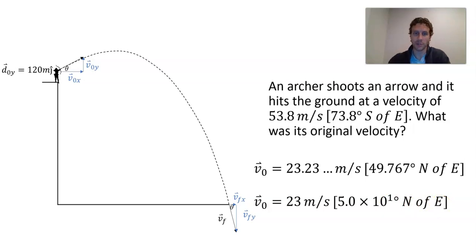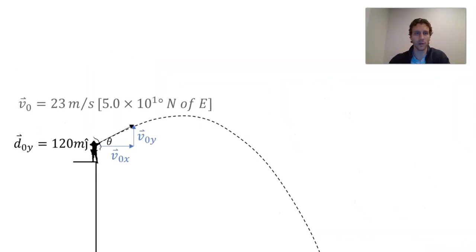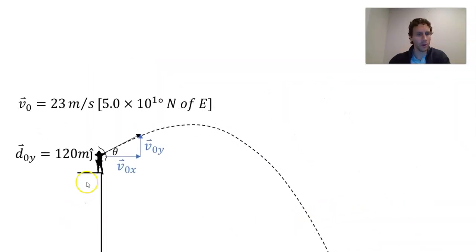So there were a lot of steps here, but the process is kind of the same every time. The process is really: what is it asking for? How am I going to get there? What do I know? And then go from there.